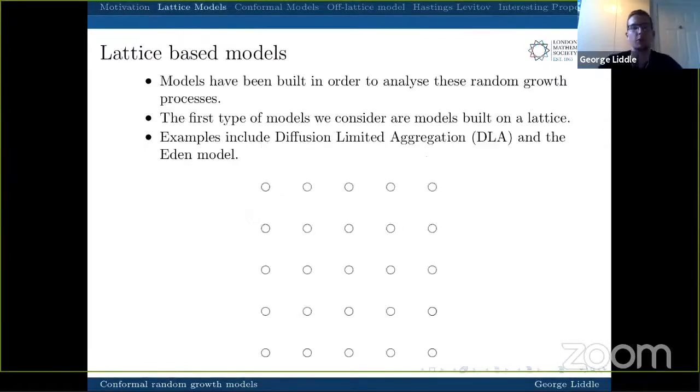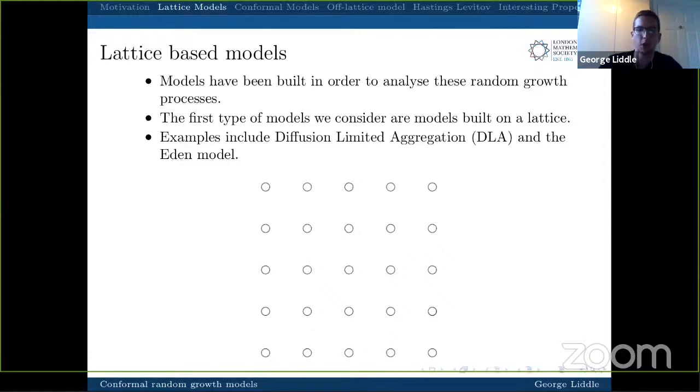So how do we actually go about studying these processes as a whole? Of course, we need to build models. And probably the most natural and intuitive way to build a model in this case, and also probably the easiest way, is to build the models on a lattice. So examples of that include DLA, diffusion limited aggregation, and the Eden model. Some of you may well have heard of these before. They've been well studied, but if you've not, don't worry, because in the next couple of slides I'm going to give the definitions of those and go into some of the results.